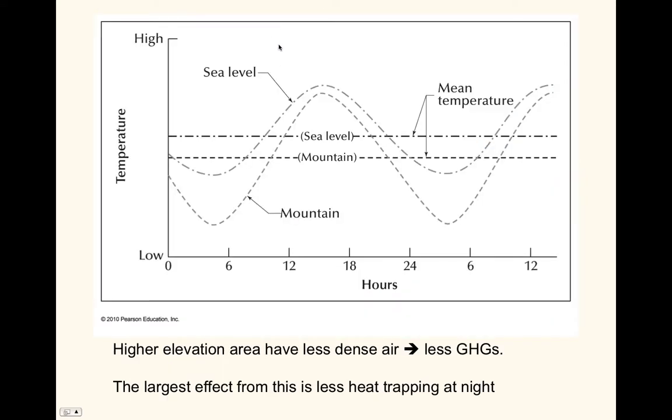This graph considers overall average temperatures at sea level and at some arbitrary higher location on a mountain. Obviously, sea level is going to be a little bit warmer than the mountain just because of the altitude effect. The biggest component here, though, is looking at the change in the temperature over the course of a day at sea level versus the mountain. And really what you'll find is that there's not a whole lot of difference during the time of maximum heat in the afternoon. However, the largest difference occurs overnight, where the mountain area cools much more effectively.